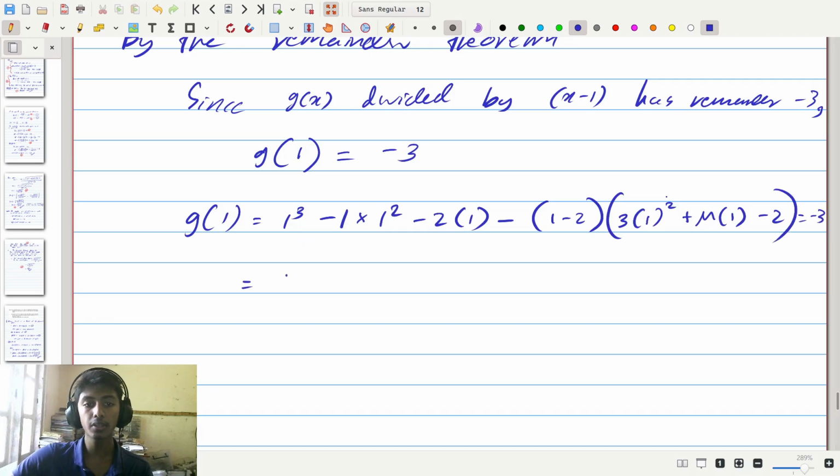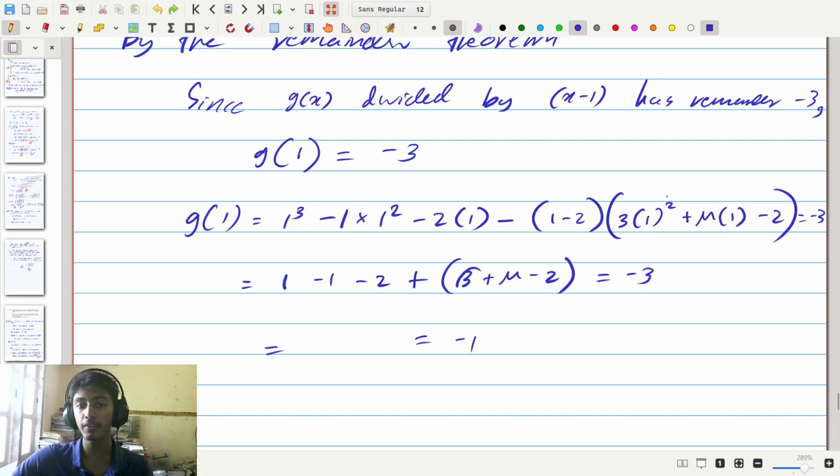Simplifying down, we get 1 minus 1 minus 2, and then this minus times 1 minus 2 is going to be minus 1 times minus 1, which is going to be plus all of this stuff, which is going to be 3 plus mu minus 2, which is all going to be equal to minus 3. Now if we simplify, this minus 1 and 1 cancel, giving us just nothing here, and then minus 2 and minus 3 can be cancelled to give us minus 1 on the right hand side, and then all of this stuff is going to give us 3 minus 2, which is going to be 1 plus mu. So 1 plus mu is equal to minus 1, meaning that mu is going to be equal to minus 2. So there we go, we've solved mu as well.